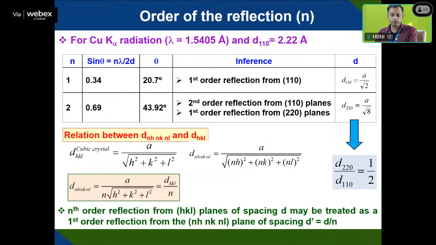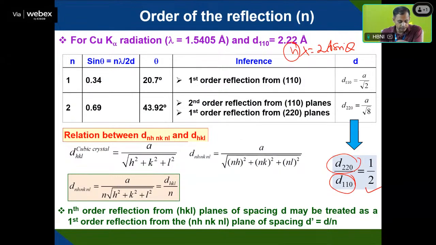diffraction pattern. So if you look at the order of reflection, the equation that we use, n lambda equal to 2d sine theta, this n is the order of the plane. But you can see here, for d100 that is equal to a by root 2, for d220, a by root 8. So that means you will call it the first order reflection from plane 100, and the second order reflection of that, and the first order reflection from 220. If you keep on increasing, you will see d220 by d110 equal to 1 by 2.